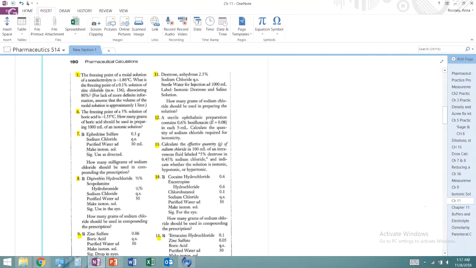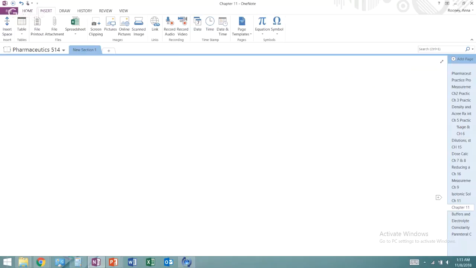So, all right, where are we? We are on 12, right? Yes, 12. So 12 is a sterile ophthalmic preparation, contains 6% bezofloxacin. Its E value is 0.08 in each 5 milliliters. Calculate the quantity of sodium chloride required for isotonicity. So, floxacin, I'm trying to remember what that is.